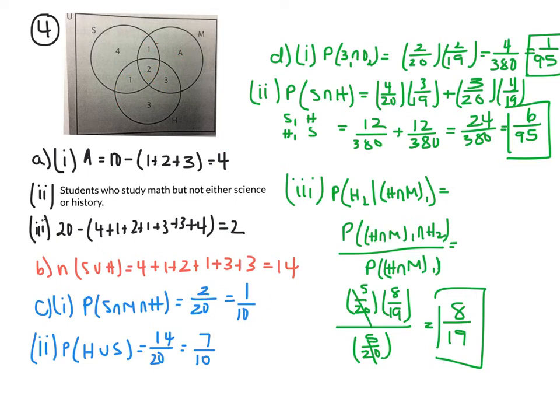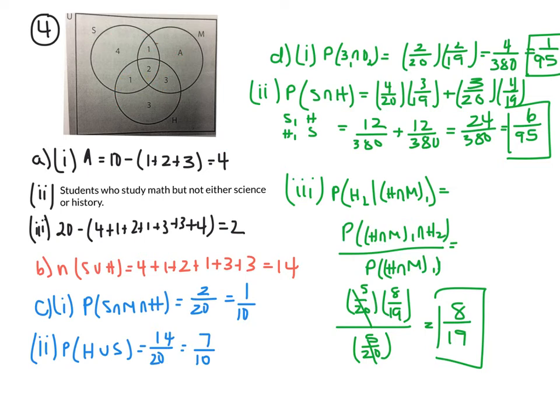And for part 2, we want the probability that they study either history or science. So there are 14 students that we just found up here that study history or science out of 20. So you get 14 out of 20 or 7 out of 10. Part D, you're picking 2 students now.